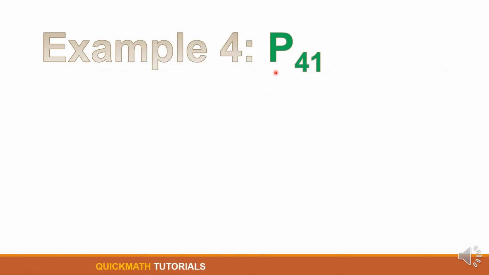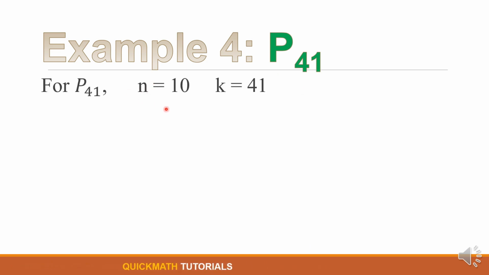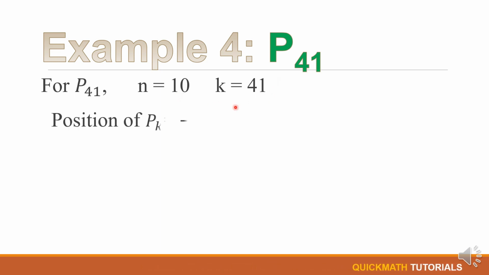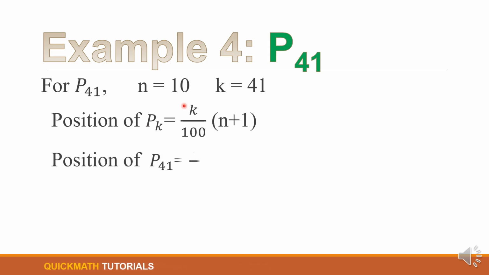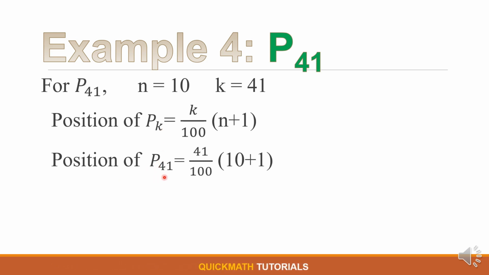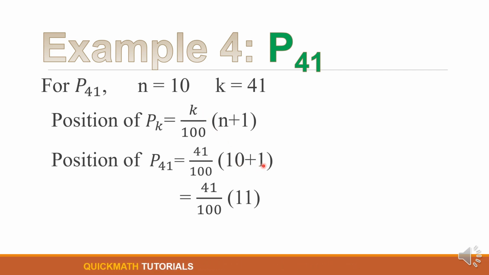Last, we will solve for p sub 41. So our n is equal to 10. Our k is equal to 41. Using the formula for the position of percentile, we will substitute the value of n and k. So we have the position of p, where k becomes 41, which is equal to 41 over 100 times our n, which is equal to 10, so 10 plus 1. And 10 plus 1 is equal to 11.